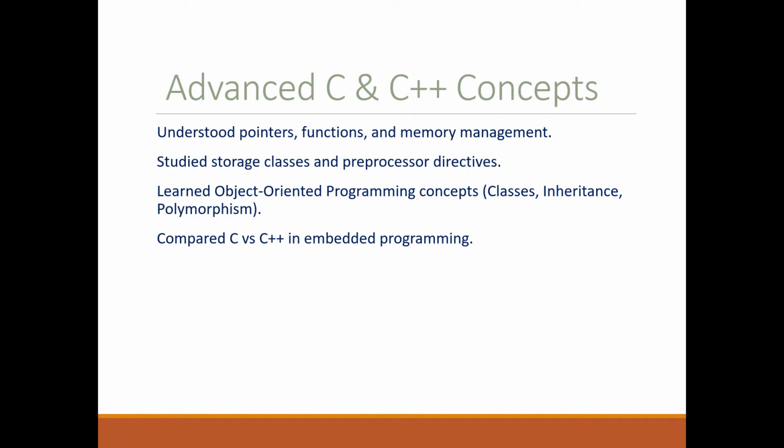Coming to the second week, we learned advanced C and C++ concepts like understanding pointers, functions, and memory management. Studied storage classes and preprocessor directives. Learned object-oriented programming concepts like classes, inheritance, and polymorphism, and also compared embedded programming between C and C++. This is the end of the coding session, learning the basic concepts of C and C++. We learned all this in the first 2 weeks.